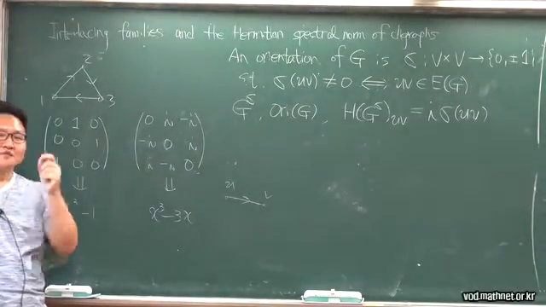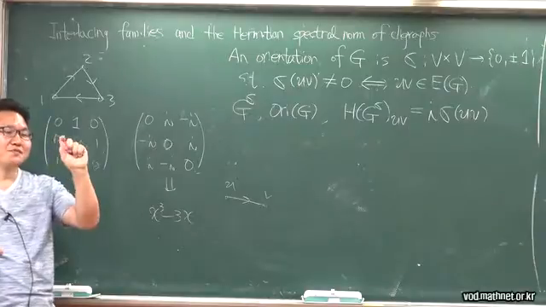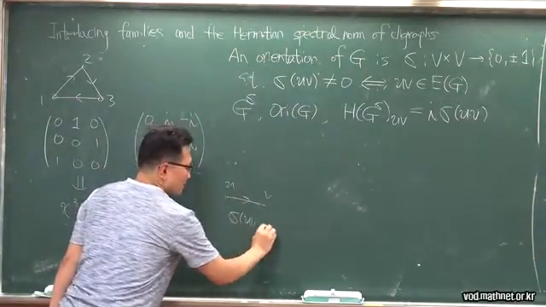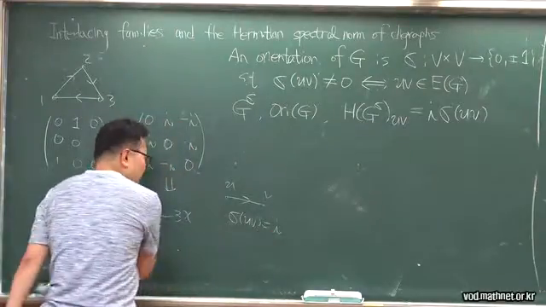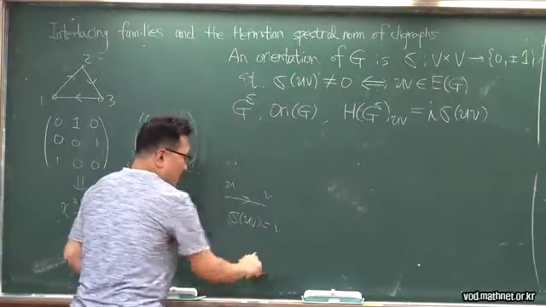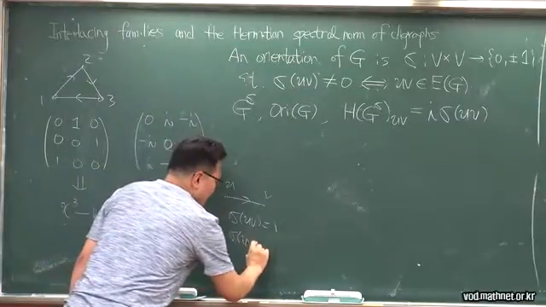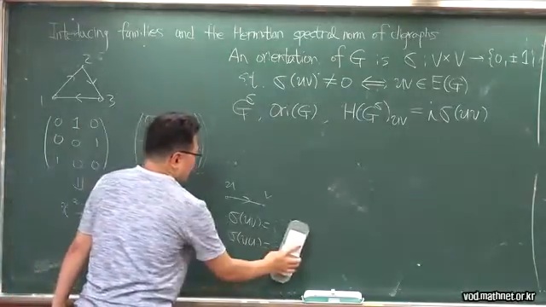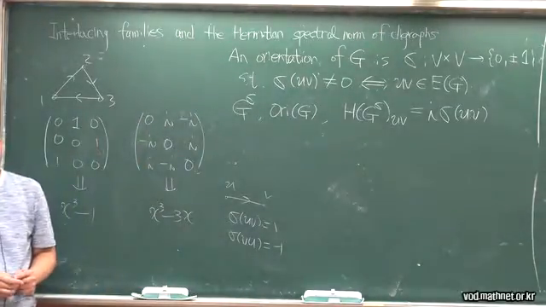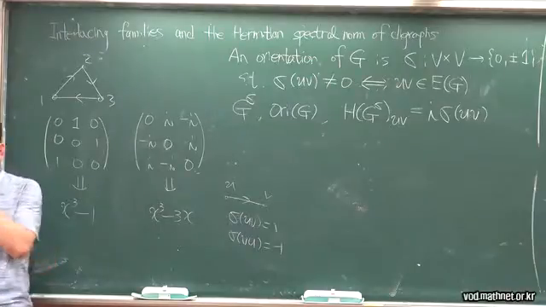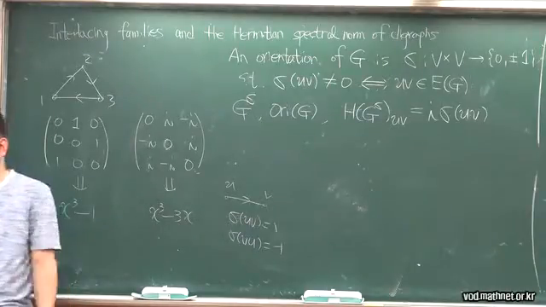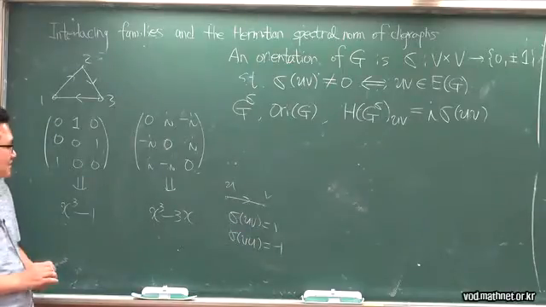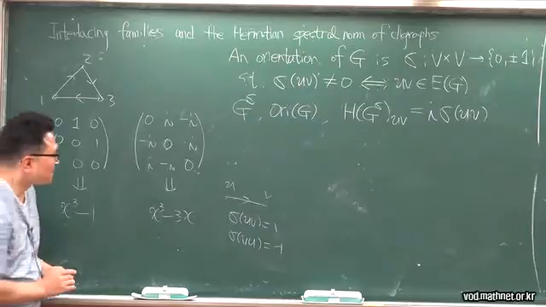If it's oriented like this, then sigma uv is equal to 1, and sigma vu is the other way, so that's minus 1, like that. Also, you need to have a condition that sigma uv is equal to minus sigma vu for every pair? Right, for every pair, in the definition of orientation. Yes, that's why I mentioned this one.